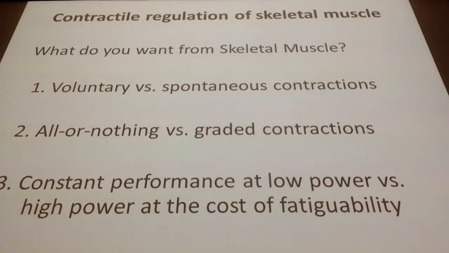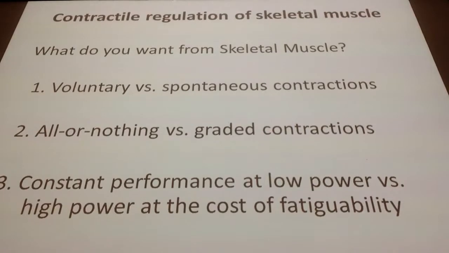Versus graded means that there are different levels of calcium ions being leaked into the cytosol, and then the number of myosin heads that are told to bind to microfilaments is variable. So that's graded. Again, all or nothing means very high calcium ions in the cytosol, and all of the myosin heads have to bind, versus not. Performance for skeletal muscle cells is very high power, but it's not a constant performance. Okay, so again, it's voluntary, but at the cost of fatigability.